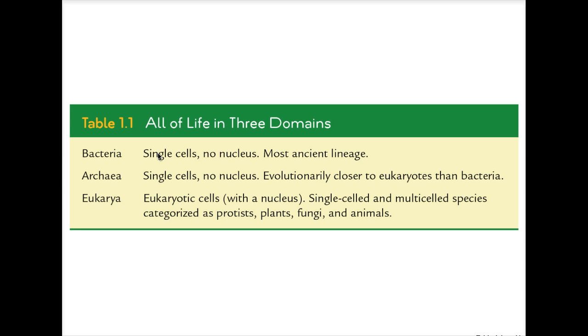And then the eukarya are membrane-bound cells, so they have a lot of compartmentalization within them, a lot of different and diverse organelles that we'll talk about in week 2. These can be either single-celled or multi-celled organisms. And again, they make up our protists, plants, fungi, and animals.